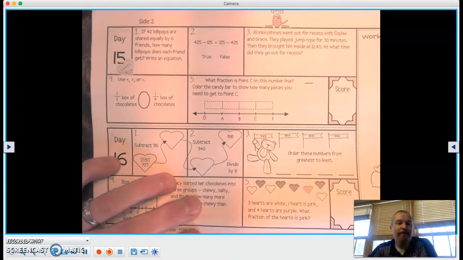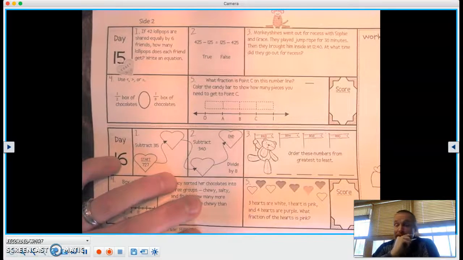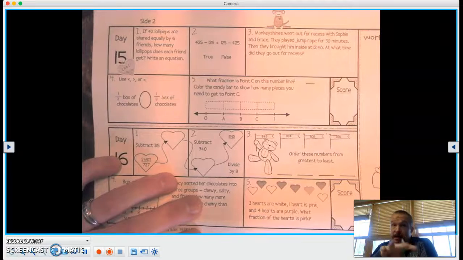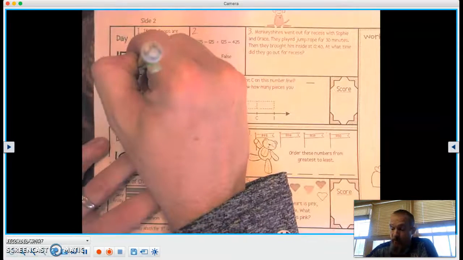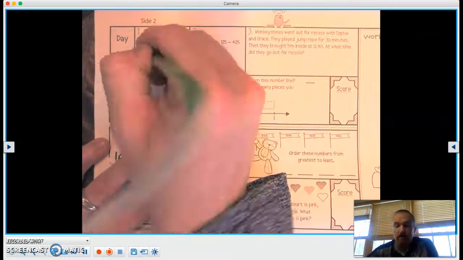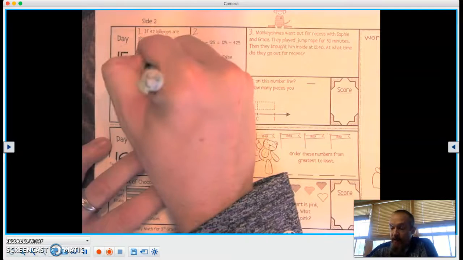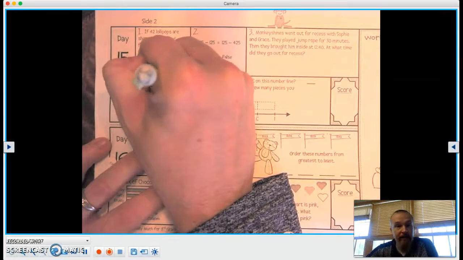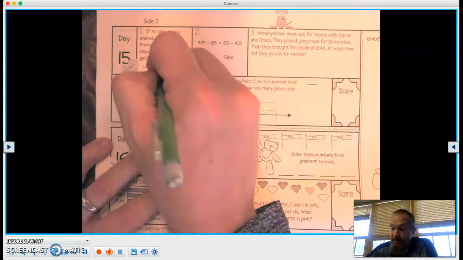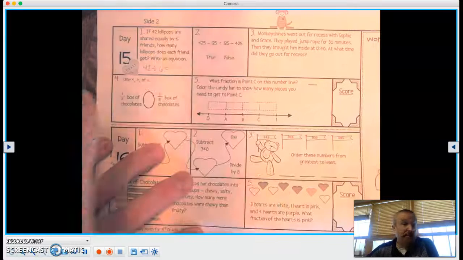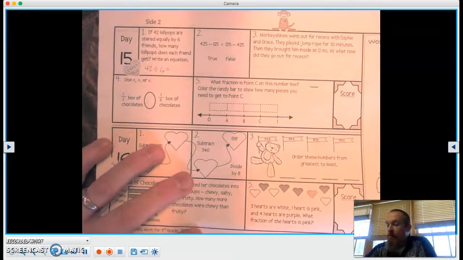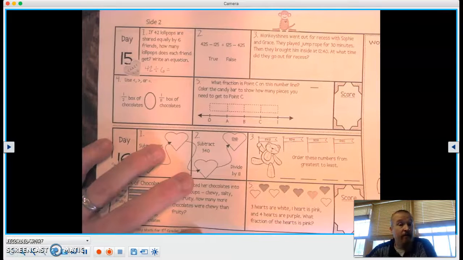Number one, if 42 lollipops are shared equally by 6 friends, how many lollipops does each friend get? Write an equation. So if they're going to be shared equally, we're thinking division, right? We know our total, which is 42. And we know there's 6 friends, so 42 divided by 6. So that's like the 6 groups is a friend, right? So how many does each friend get, or how many are in each group?